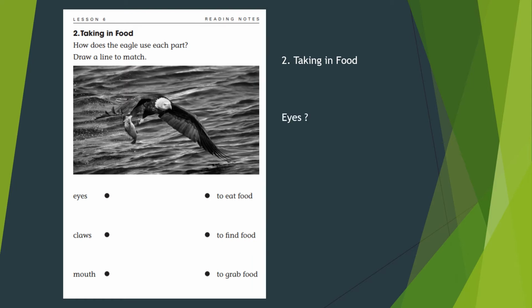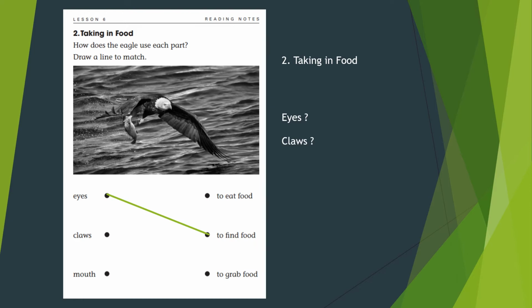Let's start with its eyes. The eyes. Does it use it to eat food, to find food, or to grab food? Nice work, to find food. So we're going to connect the word eyes to find food.